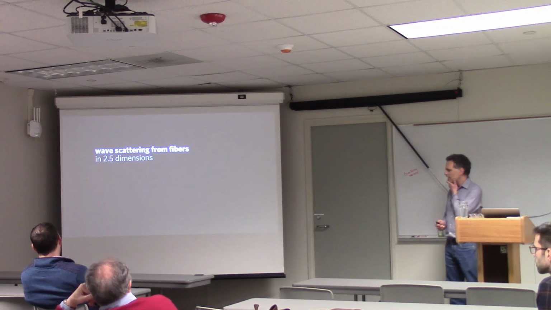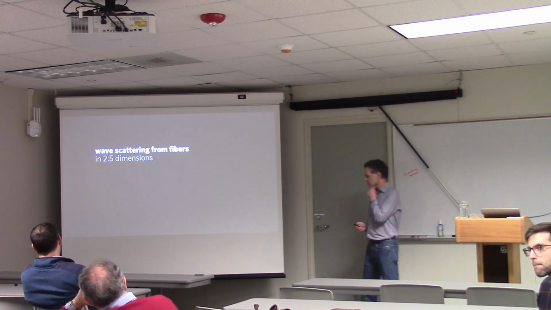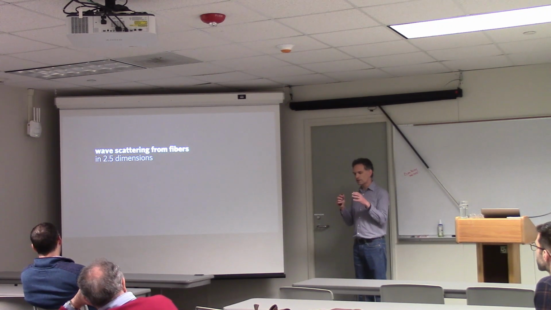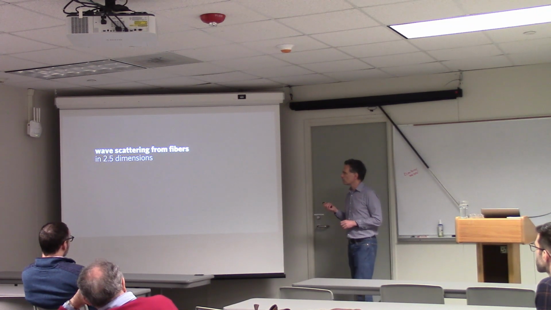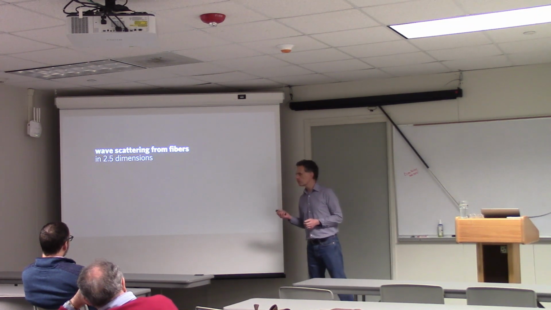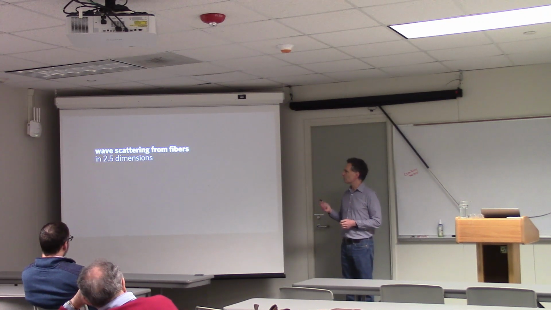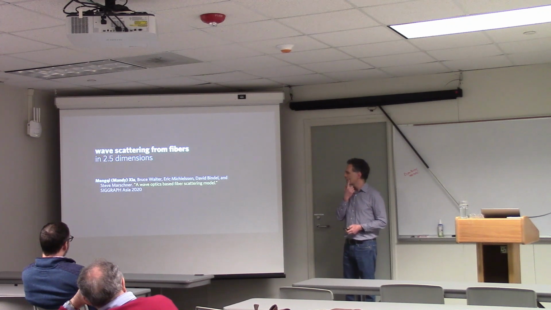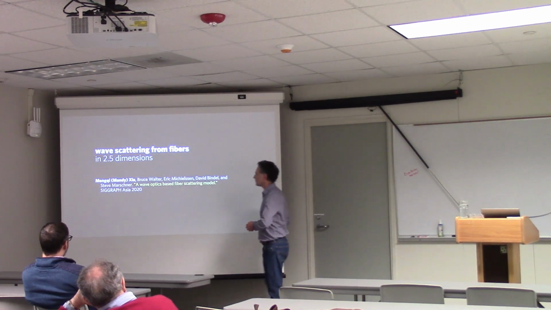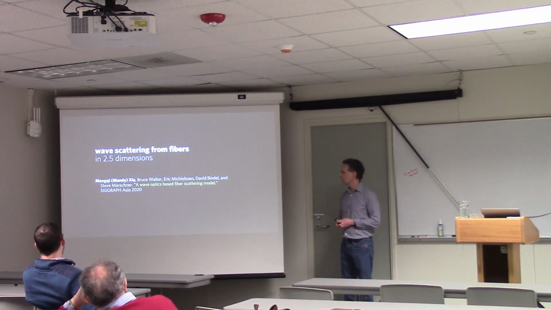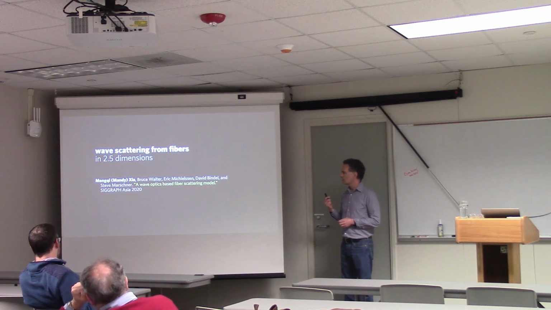Okay, so I want to talk about two projects here that are both trying to kind of do accurate wave reflection calculations, one for fibers and one for surfaces. And I'll start with the fiber one because it was the one we did first. So I'm summarizing this as wave scattering for fibers in 2.5 dimensions. So this is a project that Andy did with Bruce and Eric and David and I.